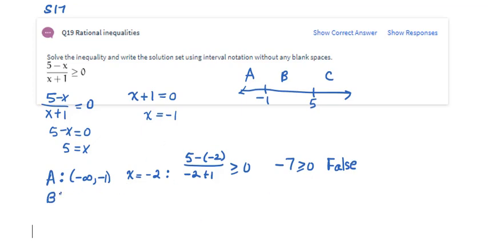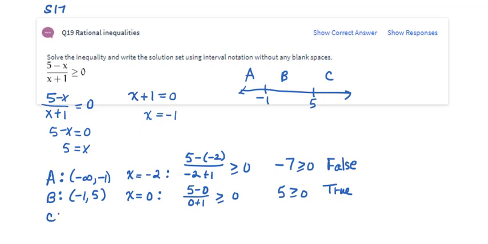Region B is the interval between negative 1 and 5. So a test point out of that region would be 0. Replacing x with 0, I get 5 minus 0 divided by 0 plus 1. Is that greater than or equal to 0? Well, that simplifies to be 5 divided by 1, or 5, which is greater than or equal to 0, so that is true.